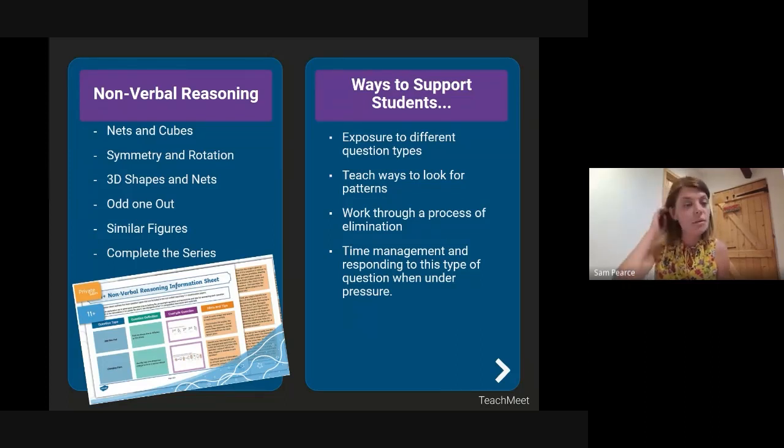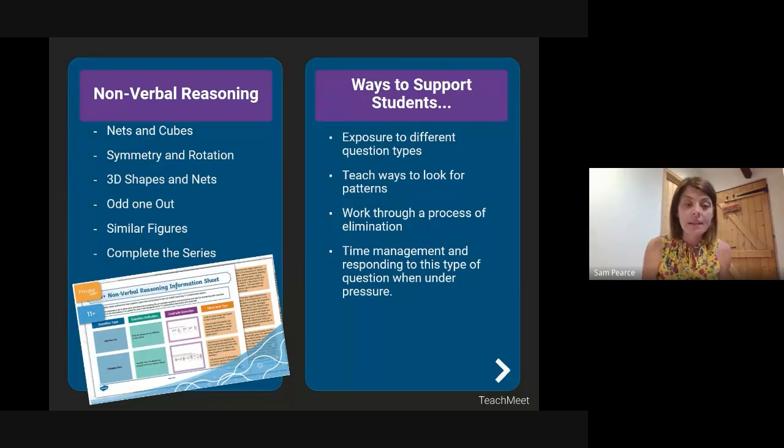So we'll share that resource with you as well. And as a tutor, obviously you're there to support your students in their preparation for this type of question. So ways to support students really for non-verbal reasoning would be definitely exposure to lots of different question types, so they feel comfortable with all of these different question types. Teaching them ways to look for patterns, working through a process of elimination. Also, if they can't see a pattern straight away, giving them the confidence to be able to work through a process of elimination is also really helpful so that they can come to the answer that way.